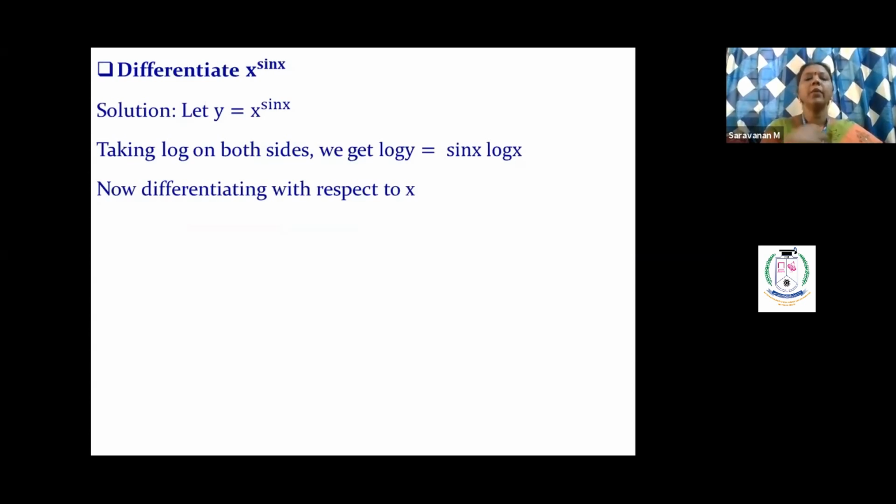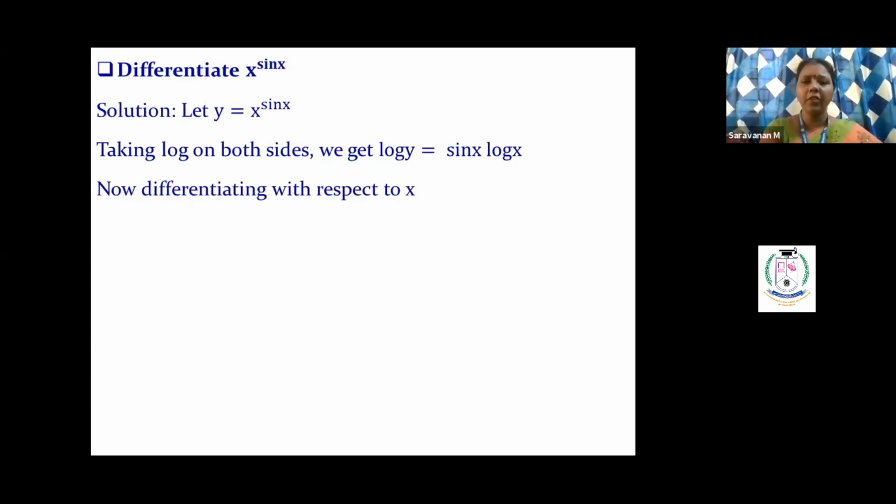So we have to consider y is equal to x power sin x, because in the question they didn't give y. Then the next step is taking log on both sides. So taking log on both sides, what will you get? Log y is equal to log of x power sin x. Here we have applied the log power rule: log a power m is equal to m into log a. So what we have got here is sin x into log x.